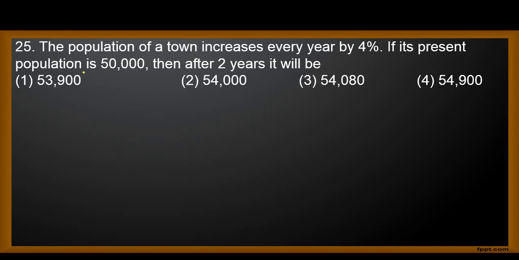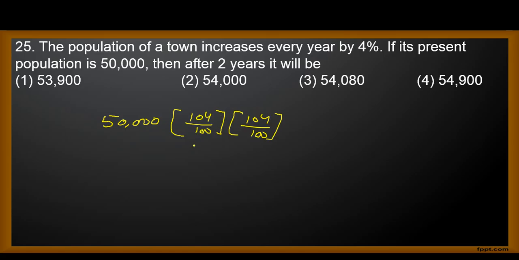Now see here, the population of a town increases every year by 4%. If its population is 50,000, then after 2 years it will be, a simple one. One way, you can go with formula. 50,000 is the initial population. After 2 years, what will it become? Every year it is increased by 4%. So 104 by 100 into 104 by 100, because every year it is increasing. Increasing means 100 plus x by 100. So first year 100 plus x by 100, second year 100 plus x by 100. What is x here? 4.